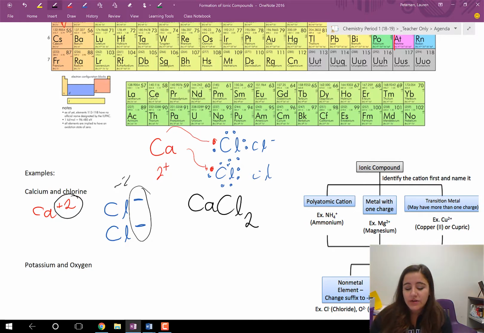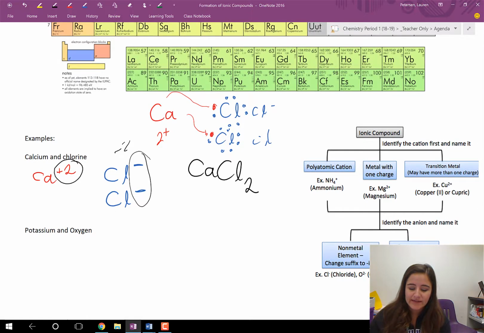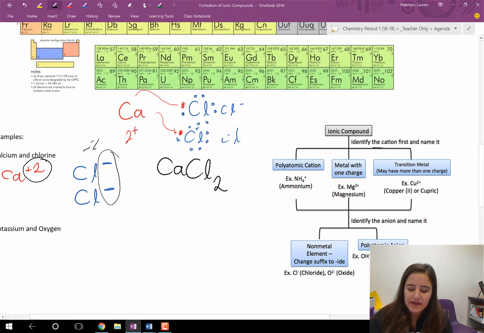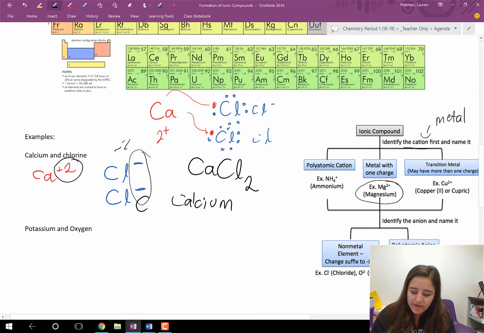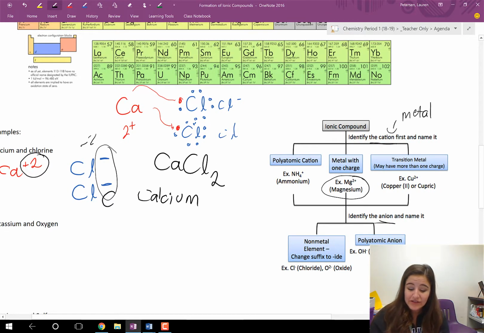Okay, so now in order to name the compounds, I have a little flow chart here for you guys. First, you identify the cation. That's always going to be the metal or a polyatomic. Okay, if it's a metal with 1 charge, like magnesium or like calcium, we just name that metal. It is just calcium. And then we identify the anion. That's the non-metal one. Okay, that's chlorine. We change the suffix to IDE, so it's calcium chloride. And if there's a polyatomic in there, we just say the polyatomic. If it's a transition metal that can have more than 1 charge, that's when we use that 2 in Roman numerals.